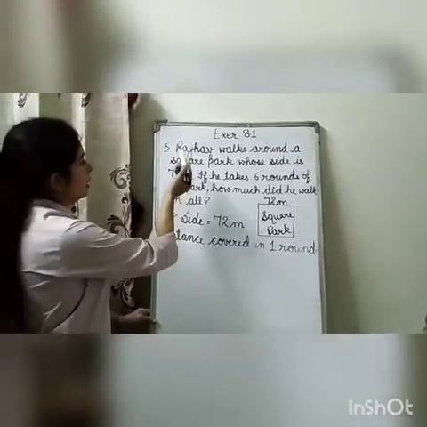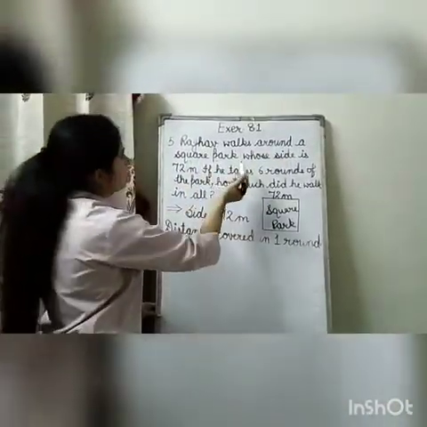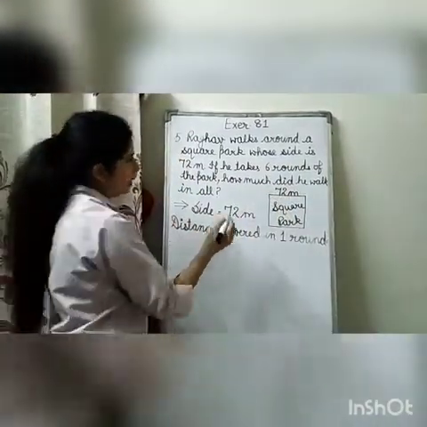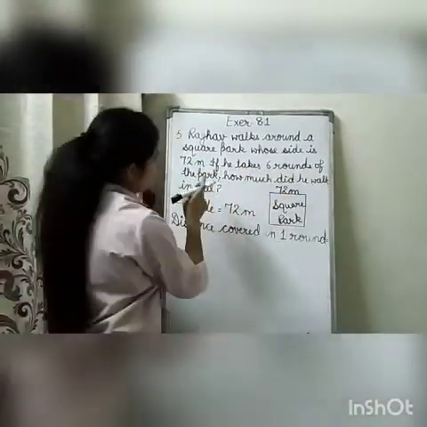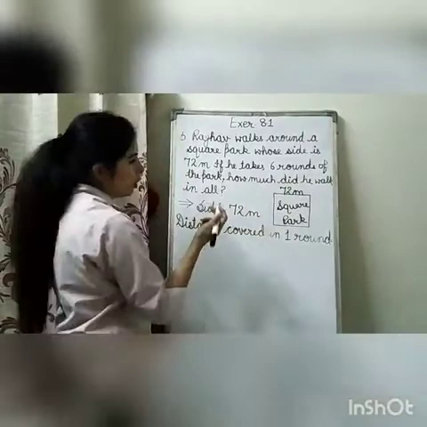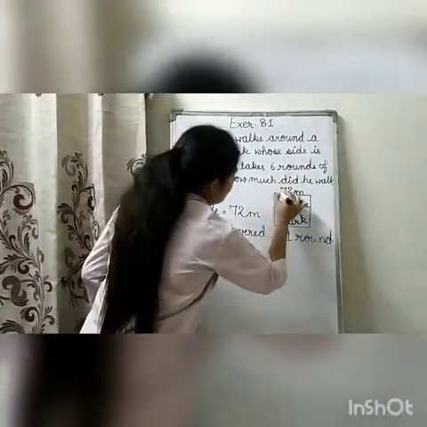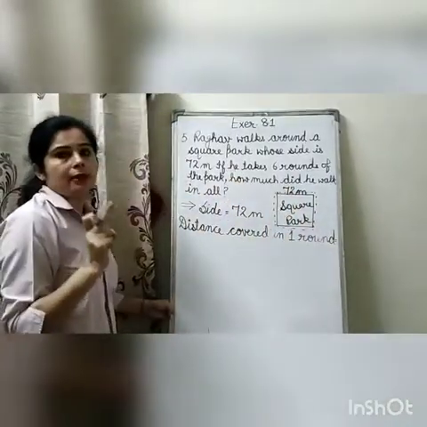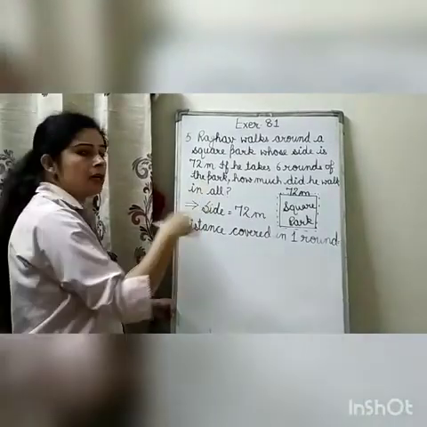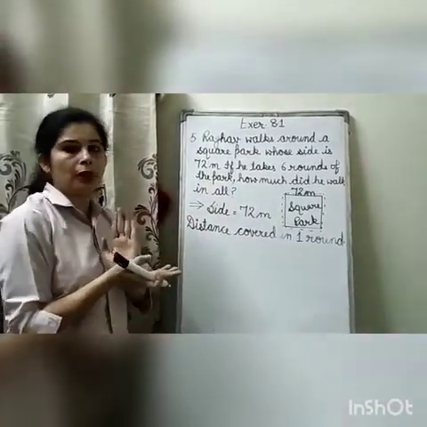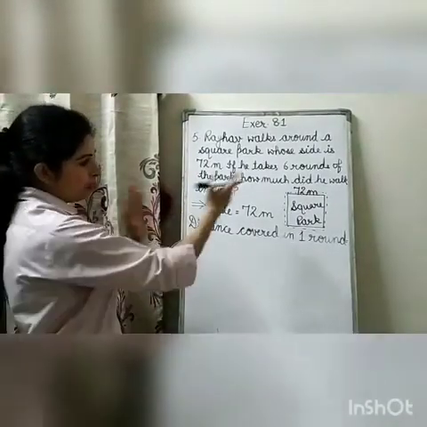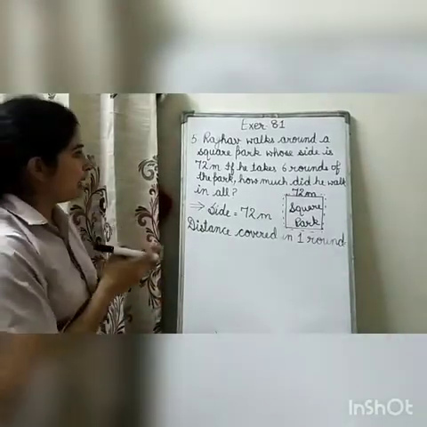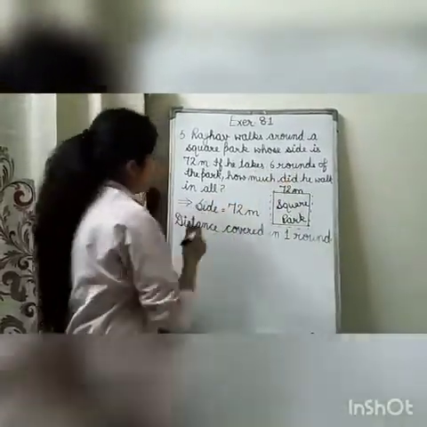Our fifth question is, Raghav walks around a square park whose side is 72 meter. This is a square park whose side is 72 meter. If he takes 6 rounds of the park, how much did he walk in all? See, if he starts walking from here and moves like this, the distance covered in 1 round will be the perimeter of the square park. So it's very simple. First of all, we will take the perimeter of this square park. Then we will multiply perimeter by 6 to get the distance covered in the 6 rounds.